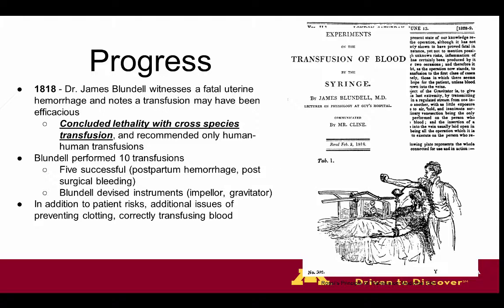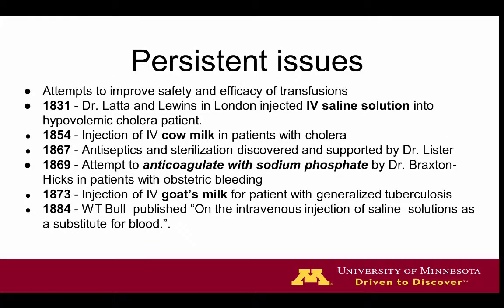In addition to the problems of actually doing the transfusion, there's also the other issues of patient risk, transfusion reactions, and things of that nature. So over the next few years, they attempted to improve on these methods. Instead of blood, in 1831, they attempted to use saline to treat a hypovolemic cholera patient with some noted success.